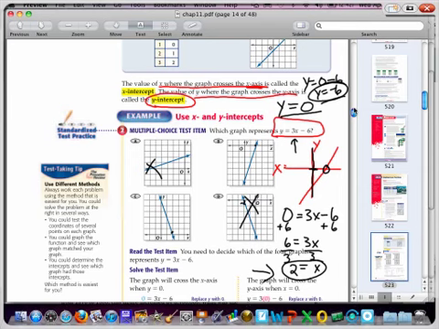And then the other one is, where's my y-intercept? Y-intercept, y equals negative 6. So, 1, 2, 3, 4, 5, 6. That's negative 6. This is positive 6, so that's not the right one. So here's my answer right there. That's the graph represented by y equals 3x minus 6.